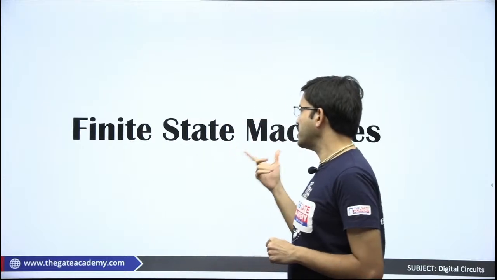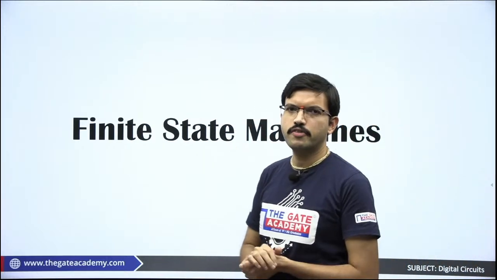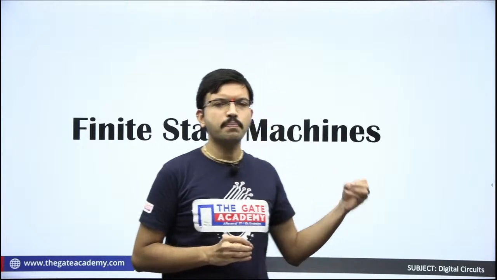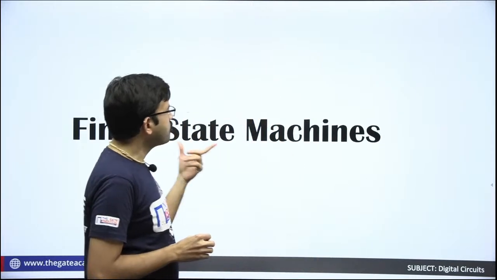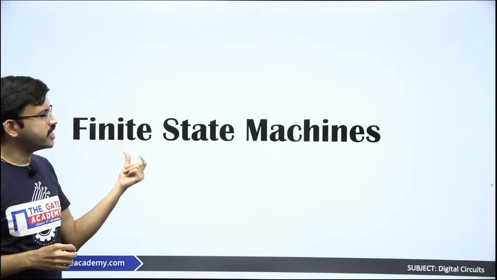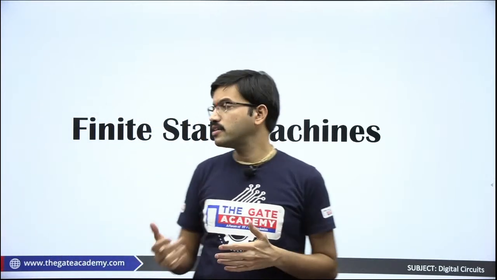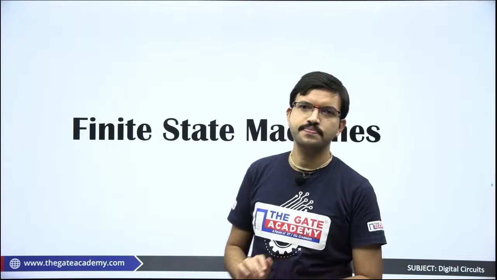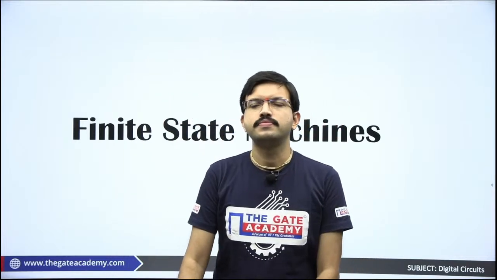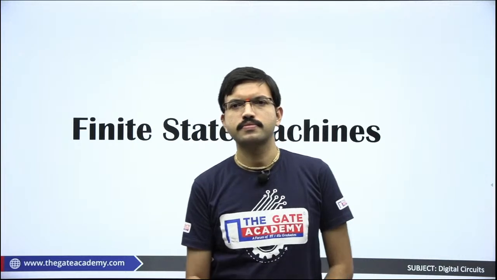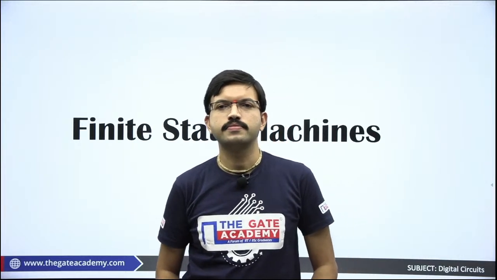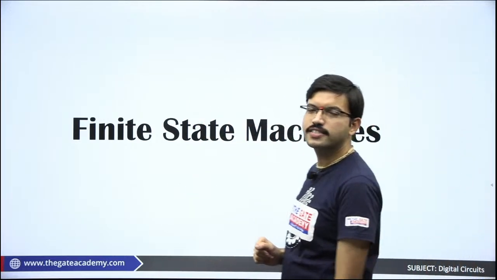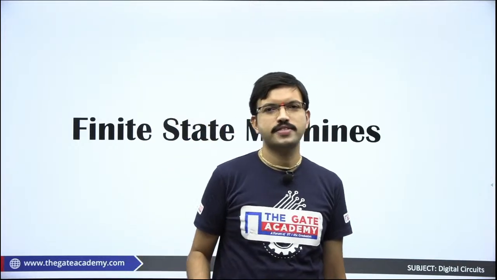So that means this finite state machine is nothing but a synchronous sequential circuit only. From one state to another state, when the transition will happen, that particular thing we will represent in a pictorial form. And if that particular machine has a finite number of states, we can call that sequential circuit a finite state machine. So regarding finite state machines, we have two types of finite state machines. Can you guess what are those two types?